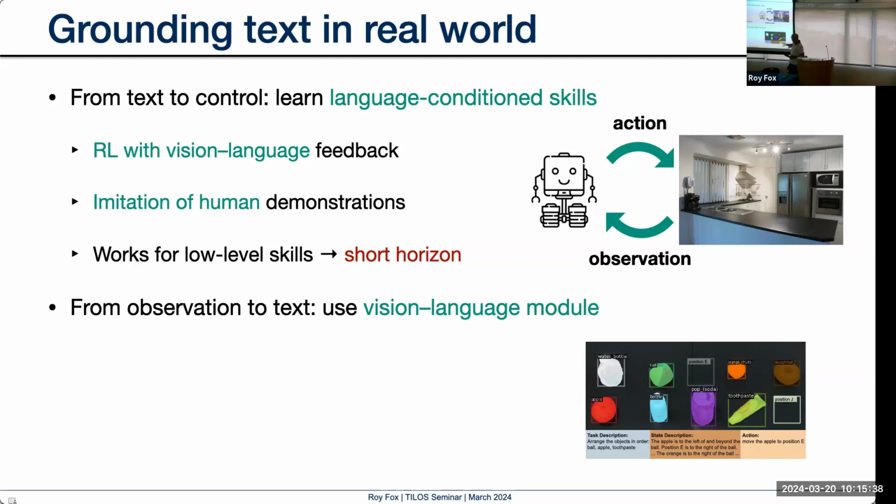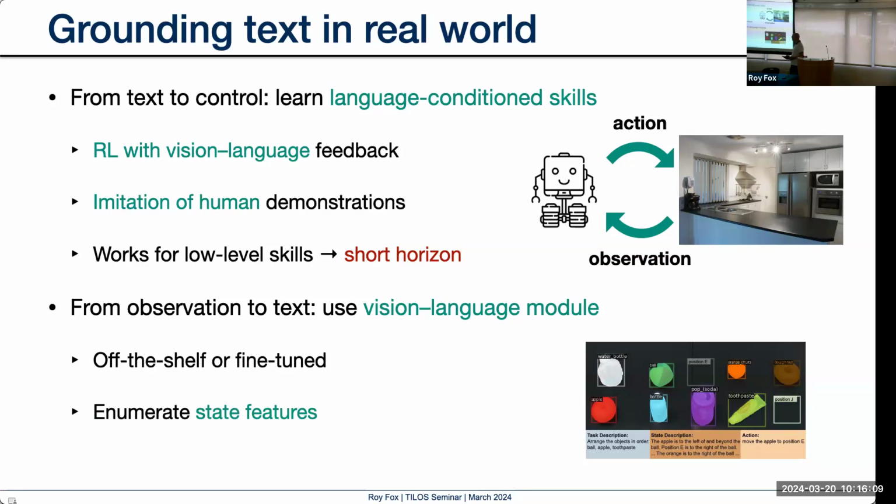And then we can go for a state description that describes the relations between these objects, right? Like the apple to the left and beyond the ball, and so on. We can describe the relations between these objects just programmatically, downstream of that foundation model. So maybe it's off the shelf, but we need to program some pipeline around it, or maybe we fine-tune it a little bit to work well. And essentially, we enumerate state features in text. That's essentially what we do.